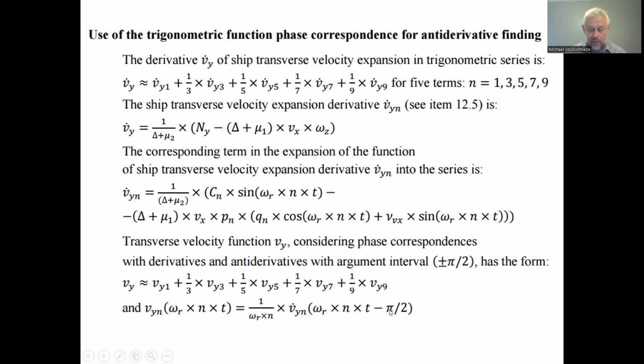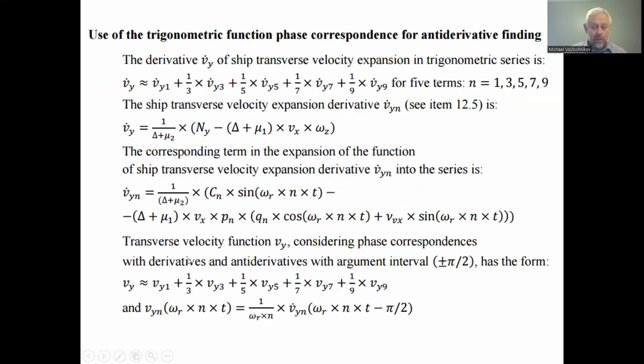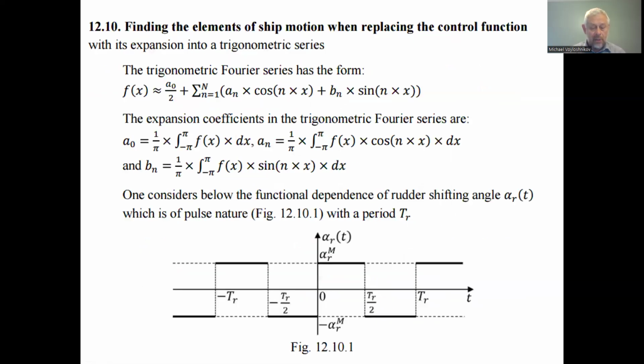The phase difference is minus pi divided by 2, a constant phase difference. So with this decision, without doing the technical mathematical transform, we can find the diagram of the dependence of the transverse translational velocity on time under the action of the originally assigned impulse nature of the rudder turns, the periodic nature of unlimitedly repeated impulses of the turns to the sides, to the port side and to the left side turns of the rudder.